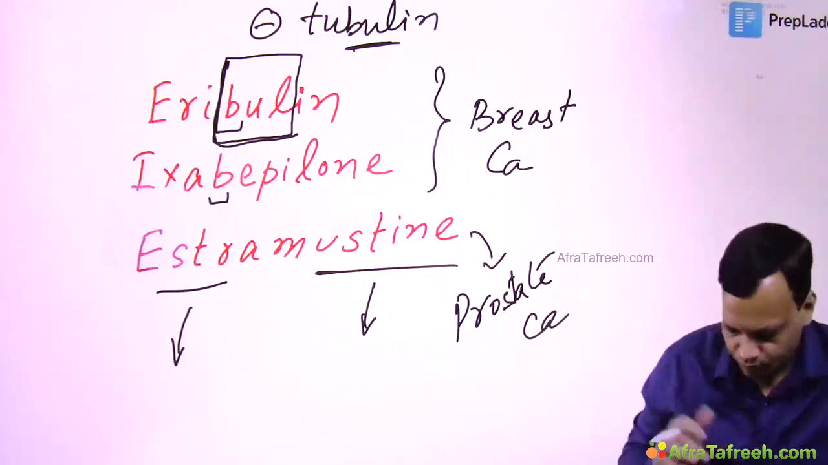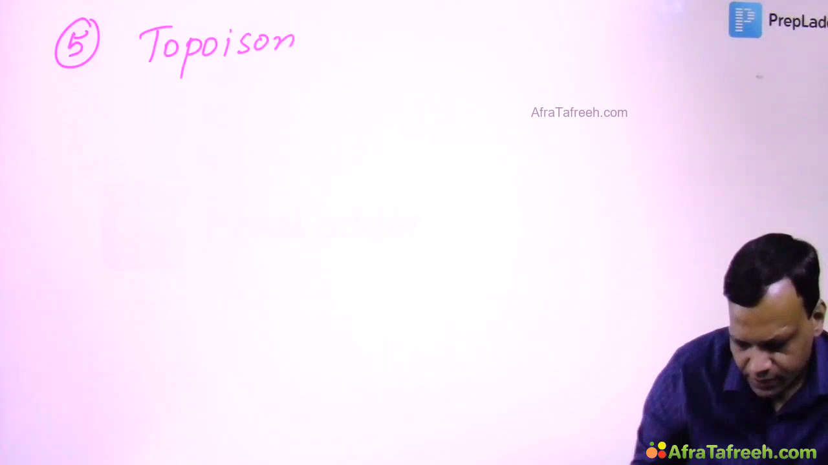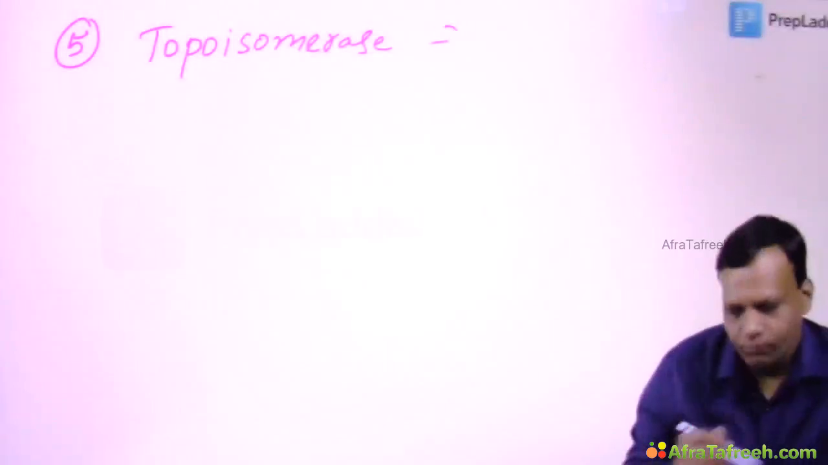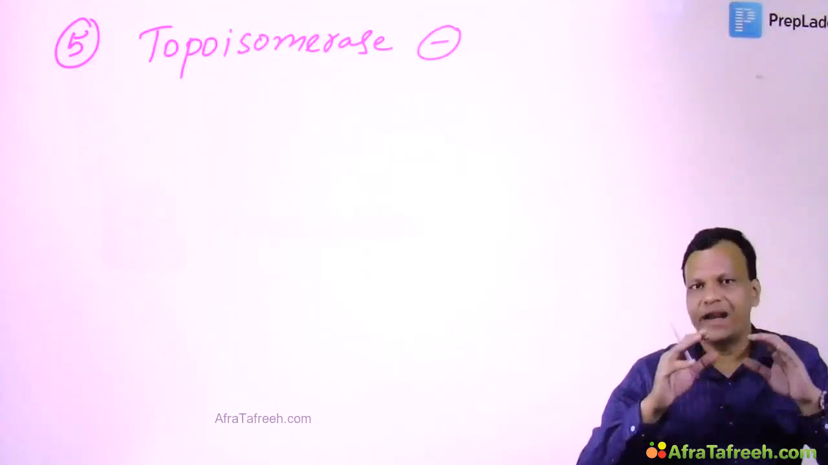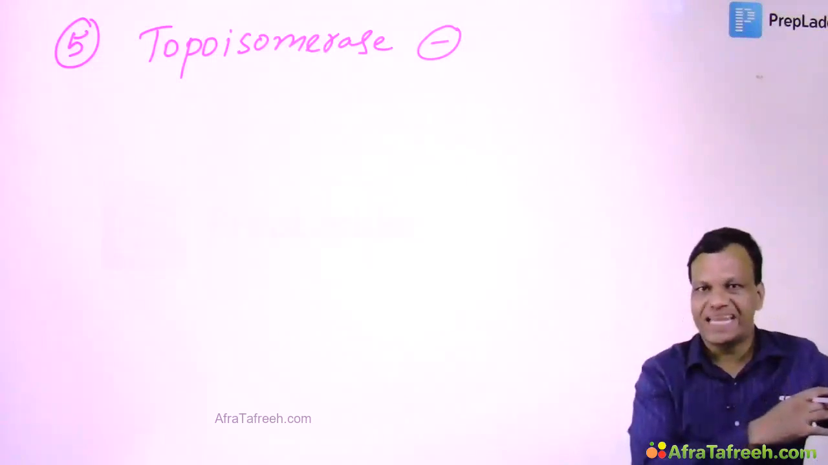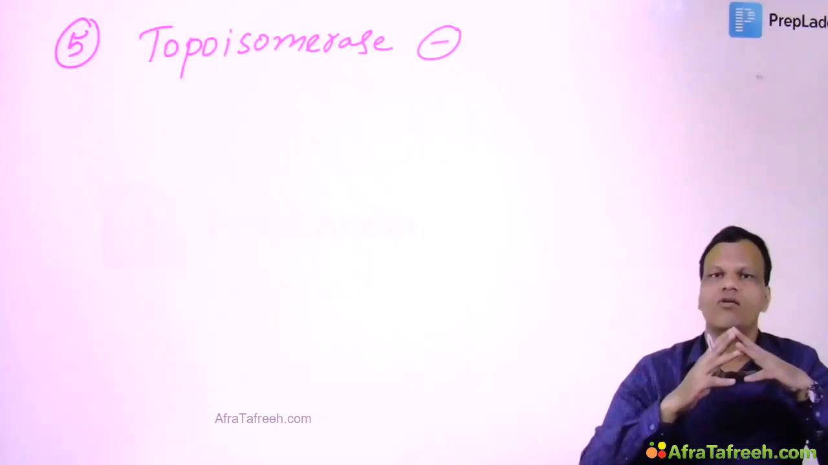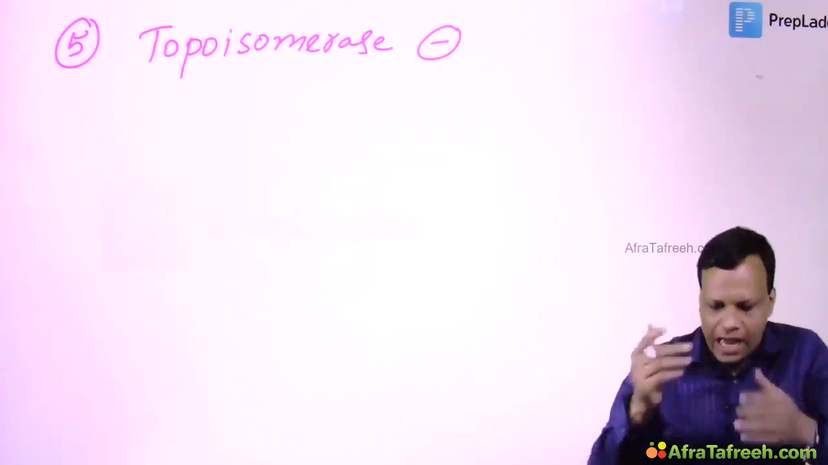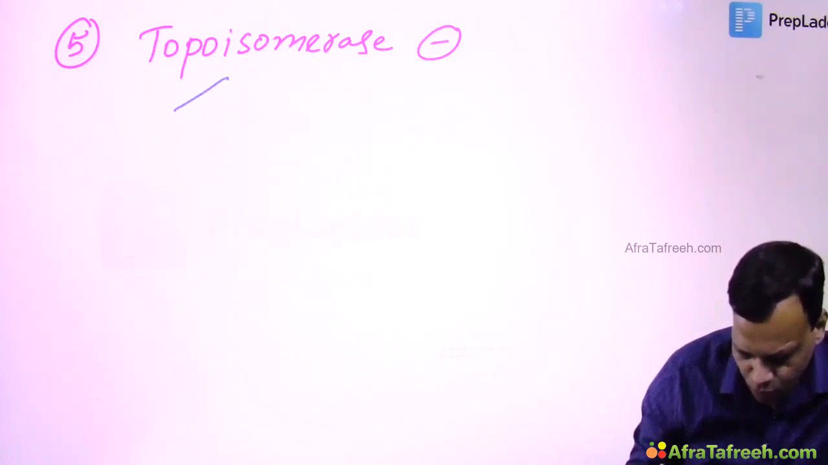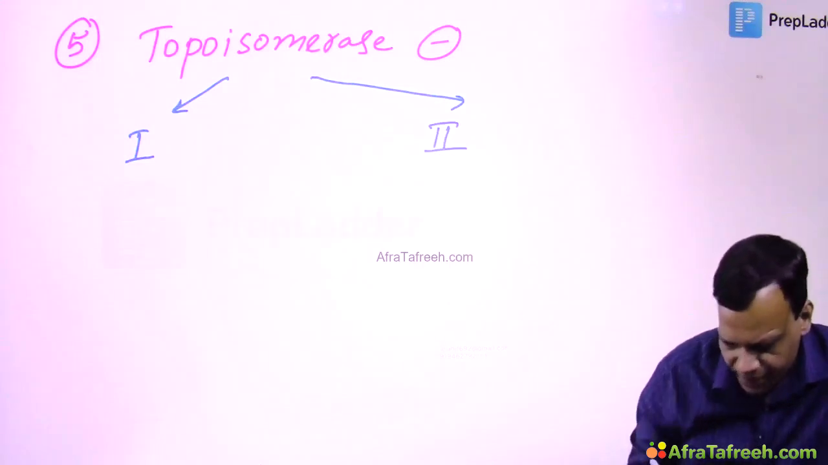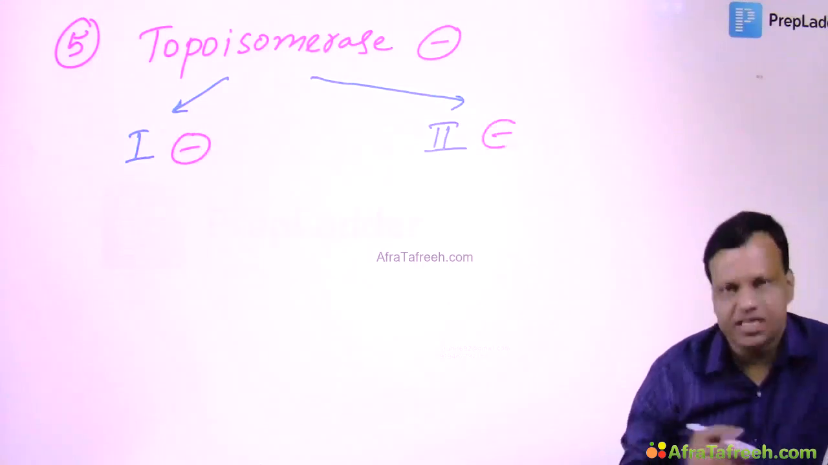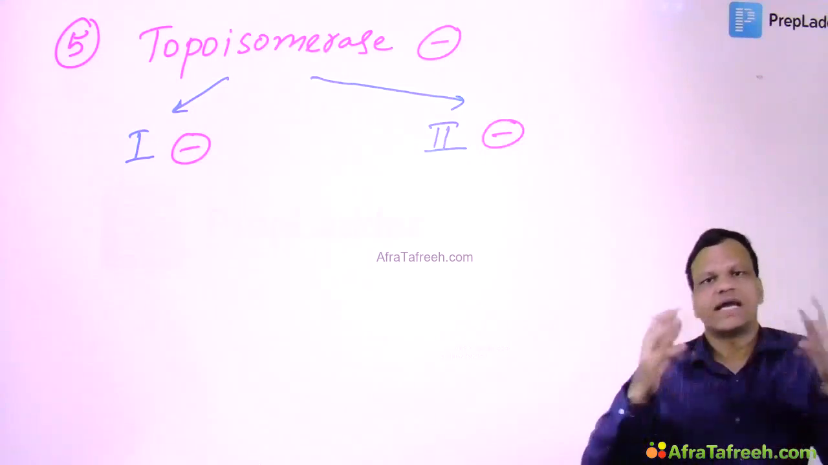Okay. Then we have the next group of drugs, which are called topoisomerase inhibitors. Now if you remember, topoisomerase is an enzyme which helps in uncoiling of DNA, just like DNA gyrase in bacteria. So this helps in uncoiling of DNA, or simply formation of DNA. And we have two types of topoisomerases, topoisomerase 1 and topoisomerase 2. So if we inhibit any of them, then DNA formation can be stopped. So we can use the drug as anticancer.